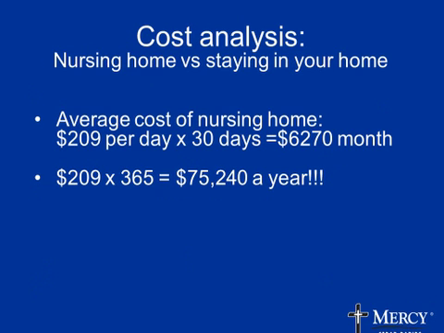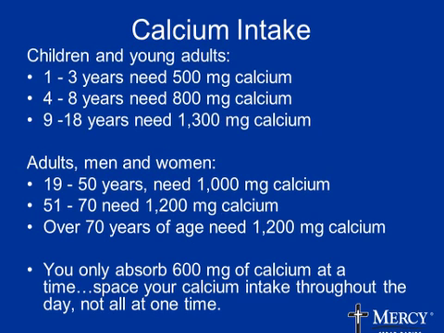Here's just a cost analysis that I did regarding a nursing home versus staying in your own home. The average cost of a nursing home is about $209 per day, and that equals $6,270 a month. You take that 209 by 365 days a year, and that's $75,240. You can get a lot of outside help with shoveling snow or cleaning your house or mowing your lawn for that amount of money. And I think we all want to stay in our house, in our home, and be as independent as possible.